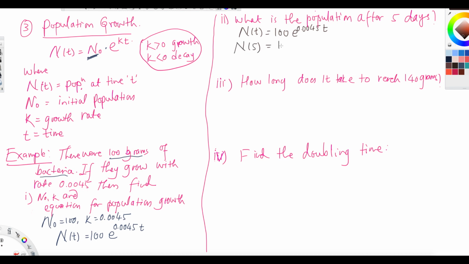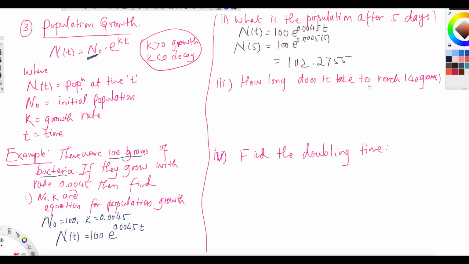So how much would that be? 100 e to the 0.0045 times 5, right? And then you find that out using the calculator. So if you use the calculator, you will get 102.2755 grams, okay?